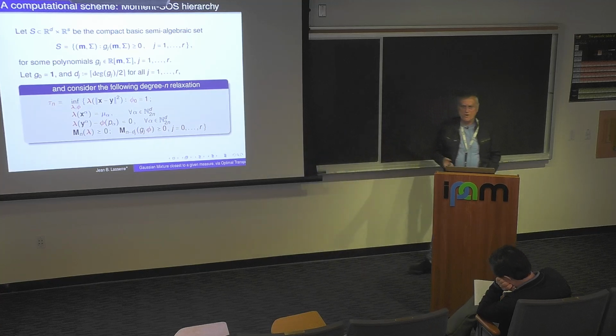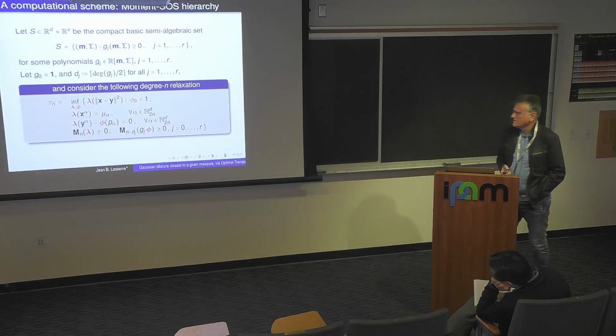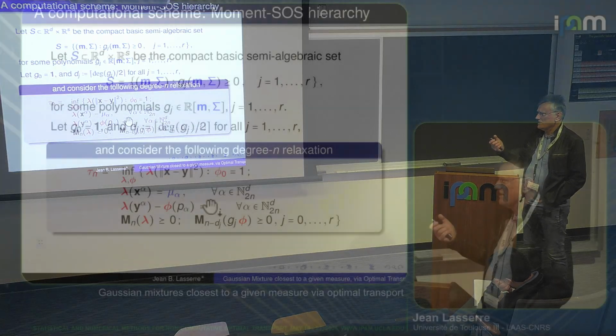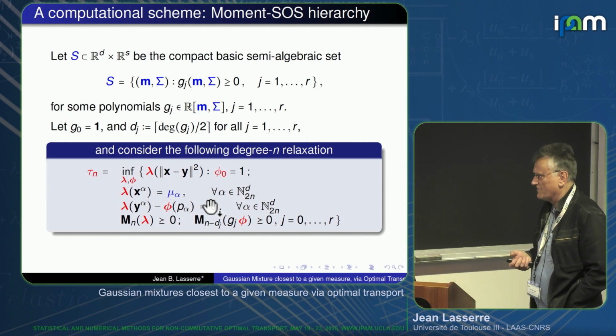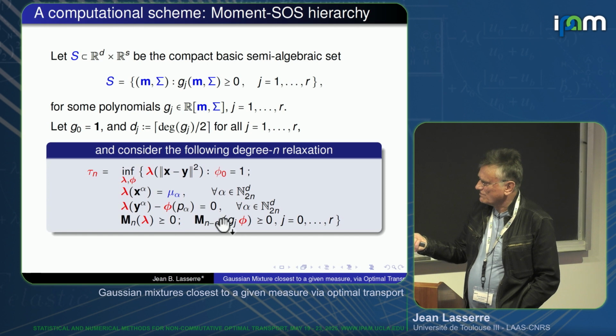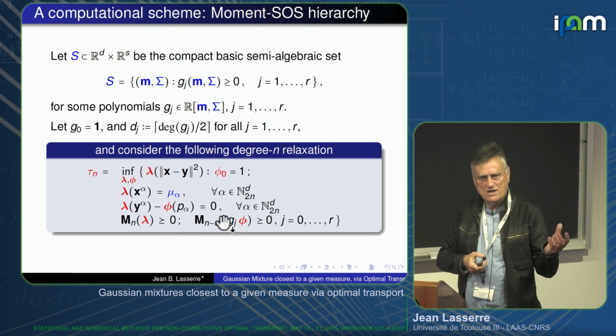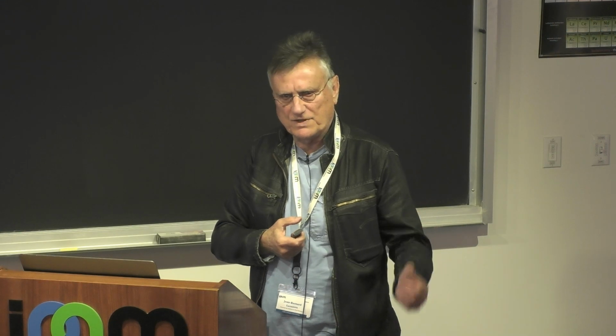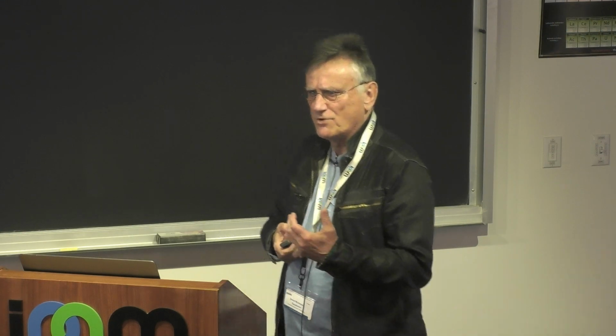This is why this is called a relaxation. When we solve this problem, it's a very nice problem because it's a convex problem which can be solved efficiently, but you are not guaranteed when you solve it that the lambda and the phi that you get are the moments of the measures lambda and phi that you look for. They satisfy necessary conditions, but not all conditions. That's why it's a relaxation.